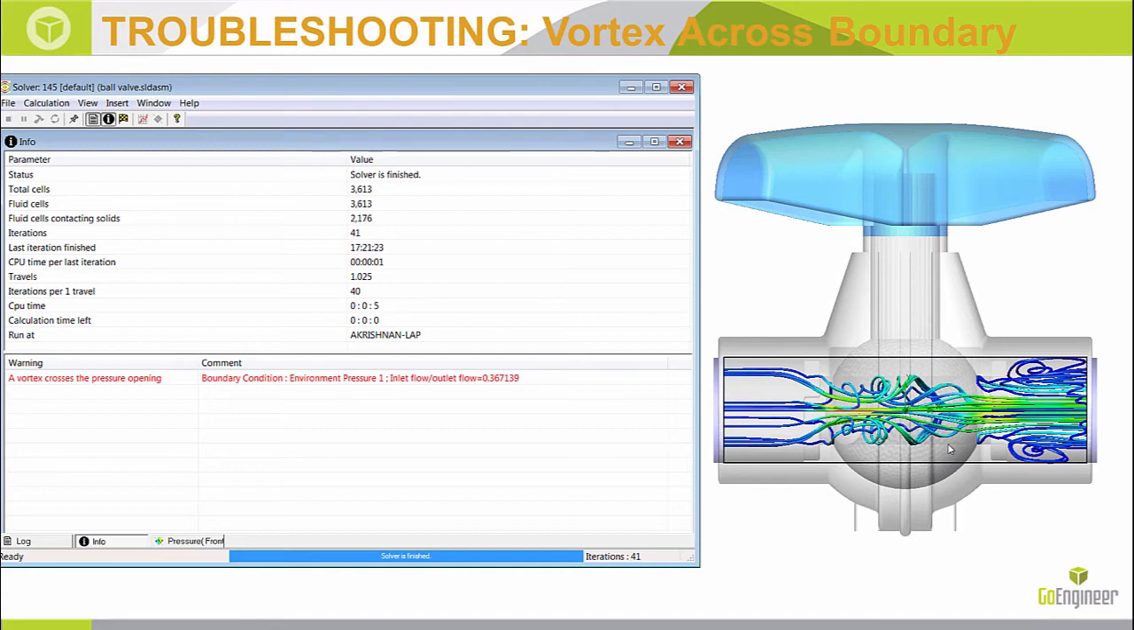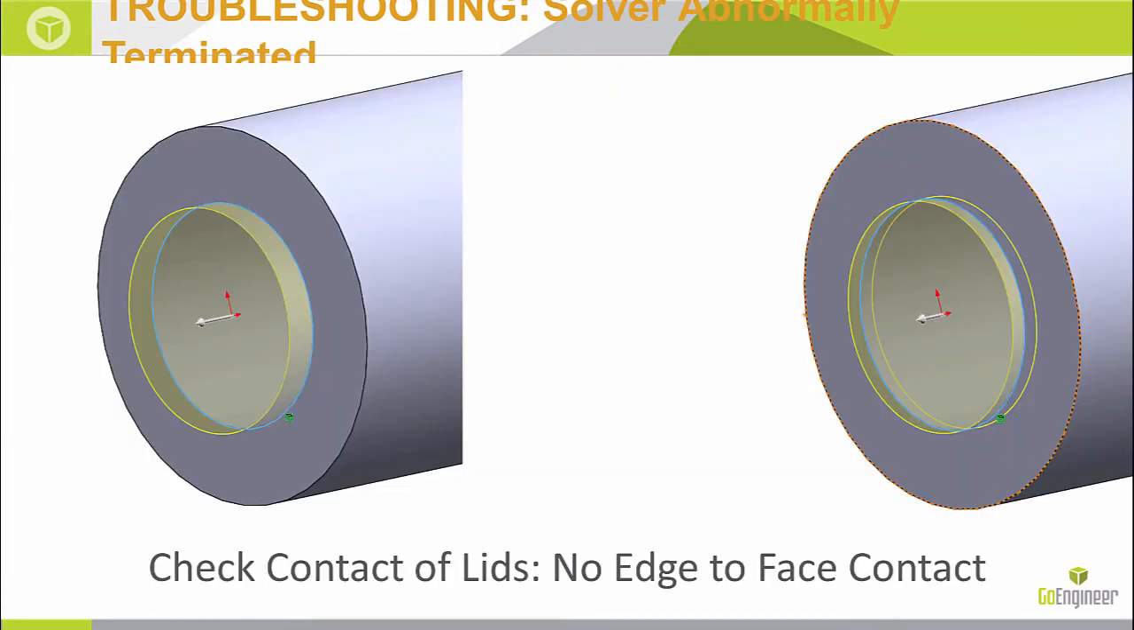All right, moving on. A troubleshooting message that often pops up is that the solver abnormally terminated. Now, there's multiple reasons for why this happens. Let's go ahead and look through a few of them. So the first one could be because the lids were not created properly. If you look at the image on the left, the lid was manually created and the extrusion was outside.